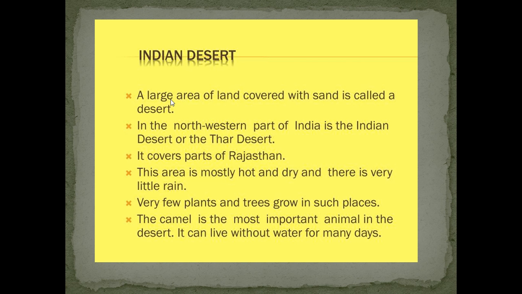And also, the camel is the most important animal in the desert. It can live without water for many days. That is the reason only the animal camel can survive in this type of dry, hot land. Why can camel survive? Because it can live without water for many days. Camel has a capacity of storing water in its body. You know that?